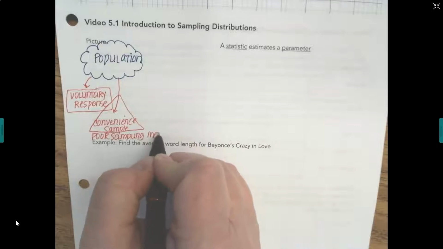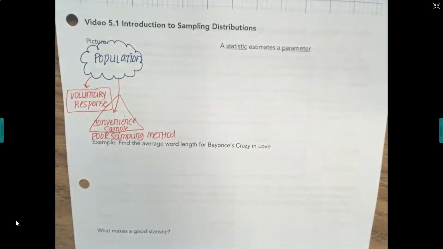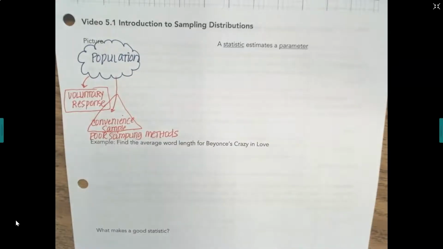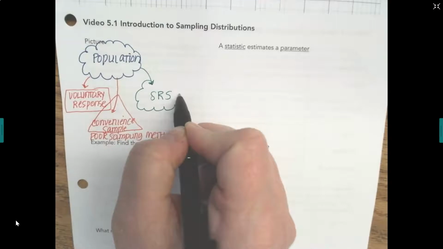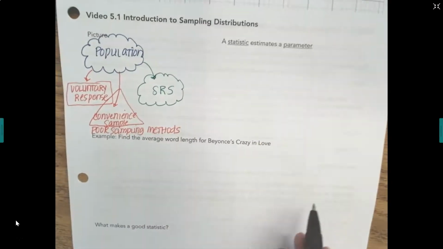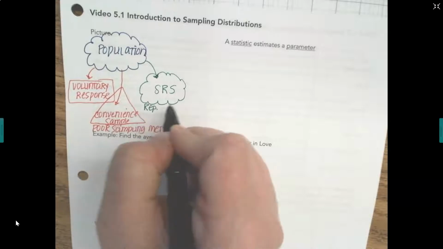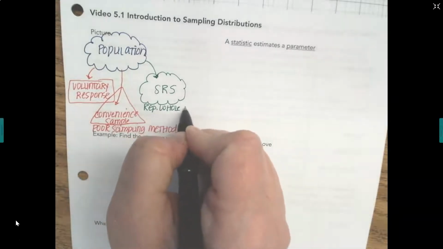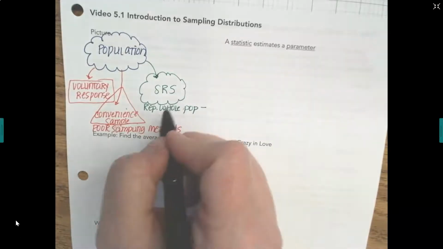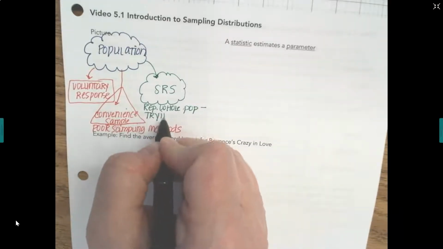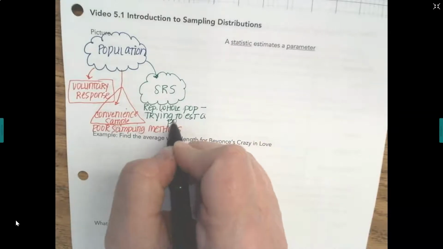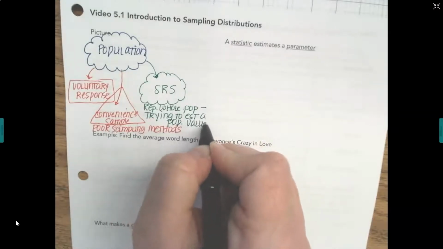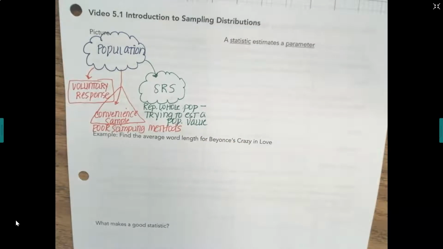We want to have a good sampling method. The best one that we can do is an SRS. The reason the SRS is so good is that it's going to look like the population. It represents the whole population. That's important because we're trying to estimate a population value, so you need a sample that resembles the population.